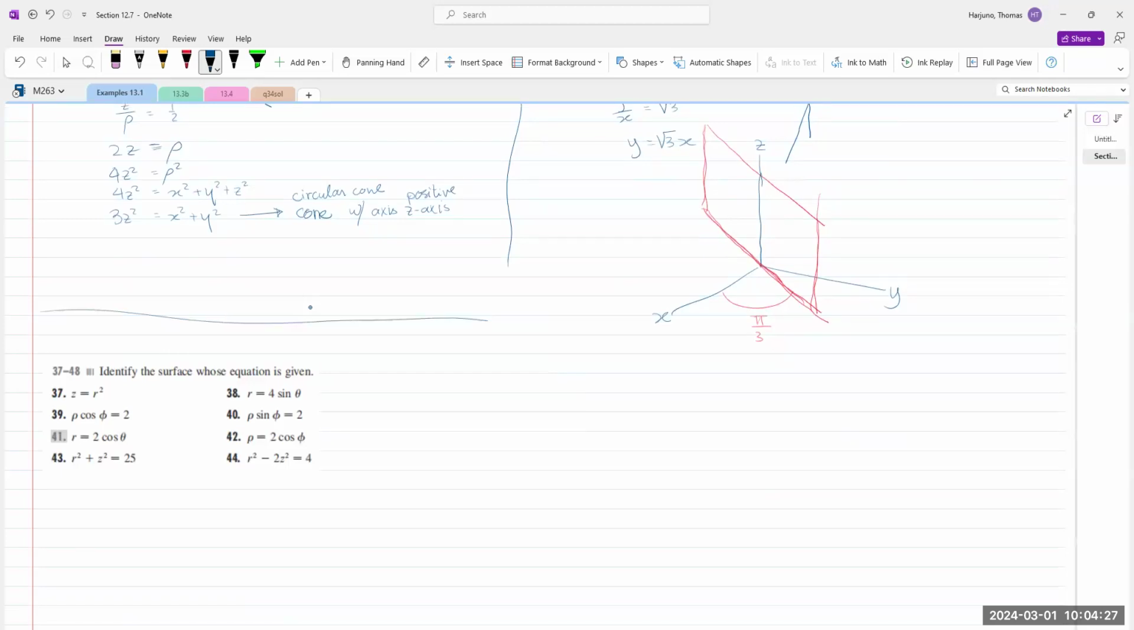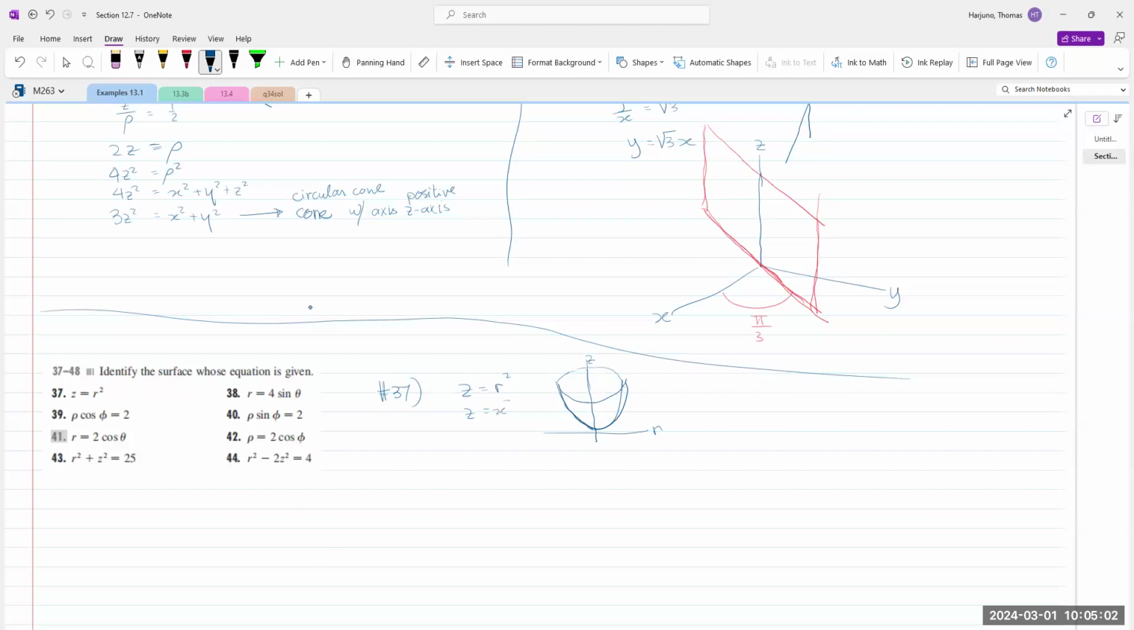Identify the surface whose equation is given. Number 37. z equals r squared. But z equals r squared in 2 dimensions, if this is r and this is z, it looks like a parabola, right? Now we know this is a cylindrical coordinate system, but because theta is not mentioned, there's no restriction for theta, then we basically rotate that or revolve that around the z-axis.